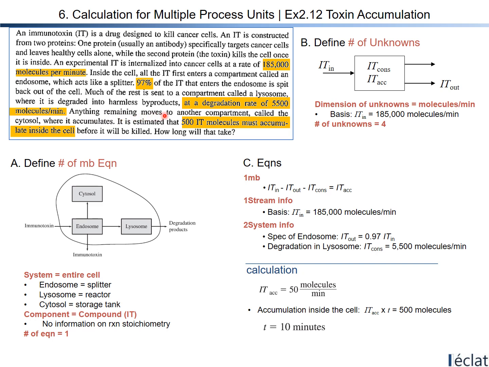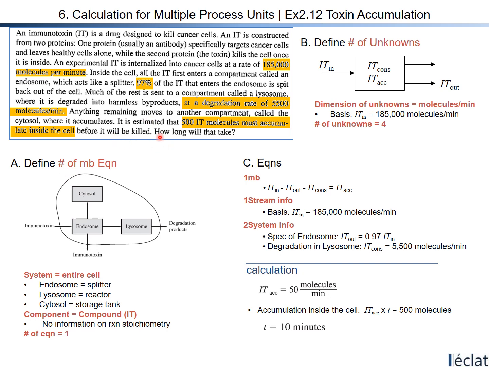Anything remaining moves to another compartment, called the cytosol, where it accumulates. So the cytosol plays a function of a kind of storage tank. So some immunotoxin is accumulated inside of the cytosol. It is estimated that 500 IT molecules must accumulate inside the cell. So this is the capacity of the cytosol to accumulate the immunotoxin molecules before the cell will be killed.